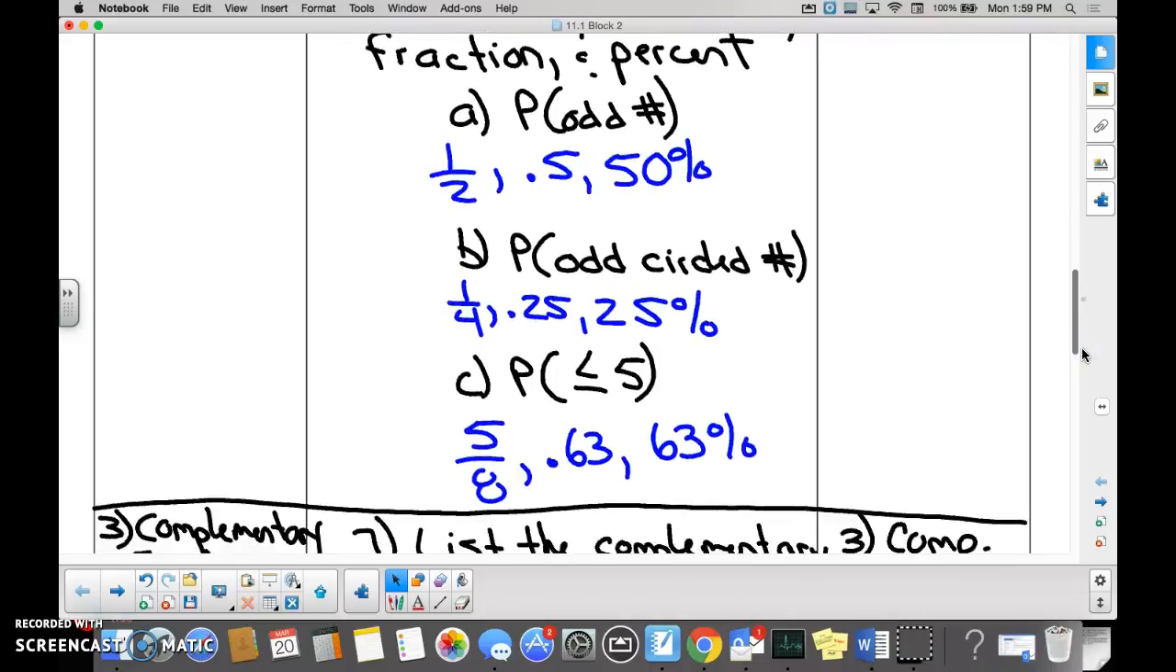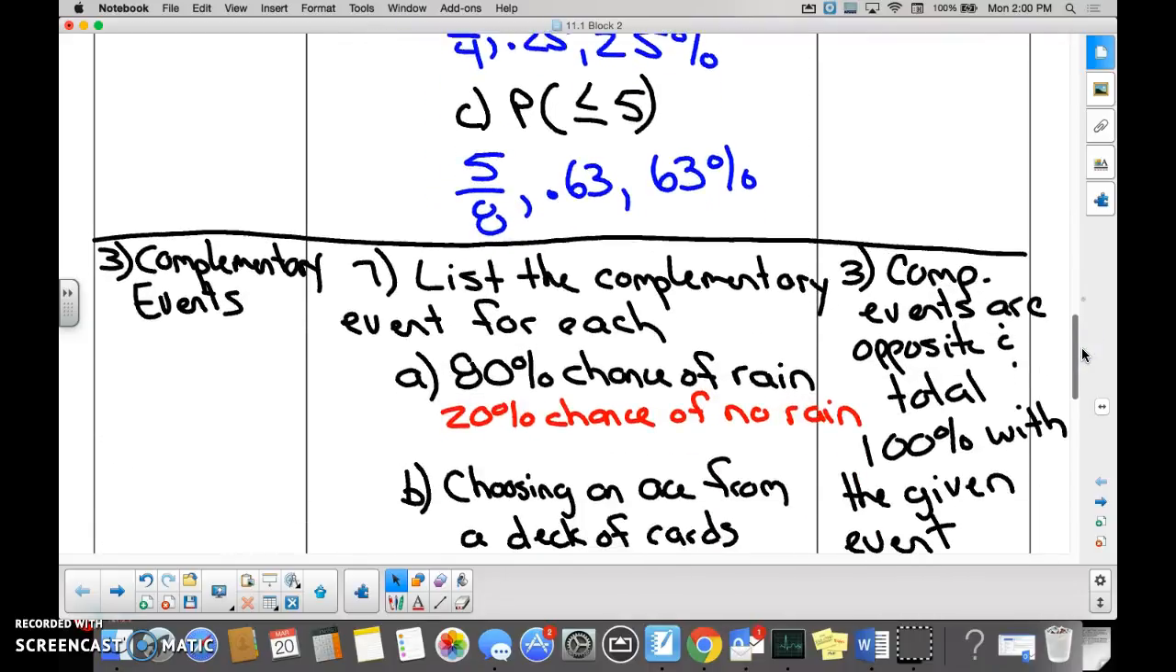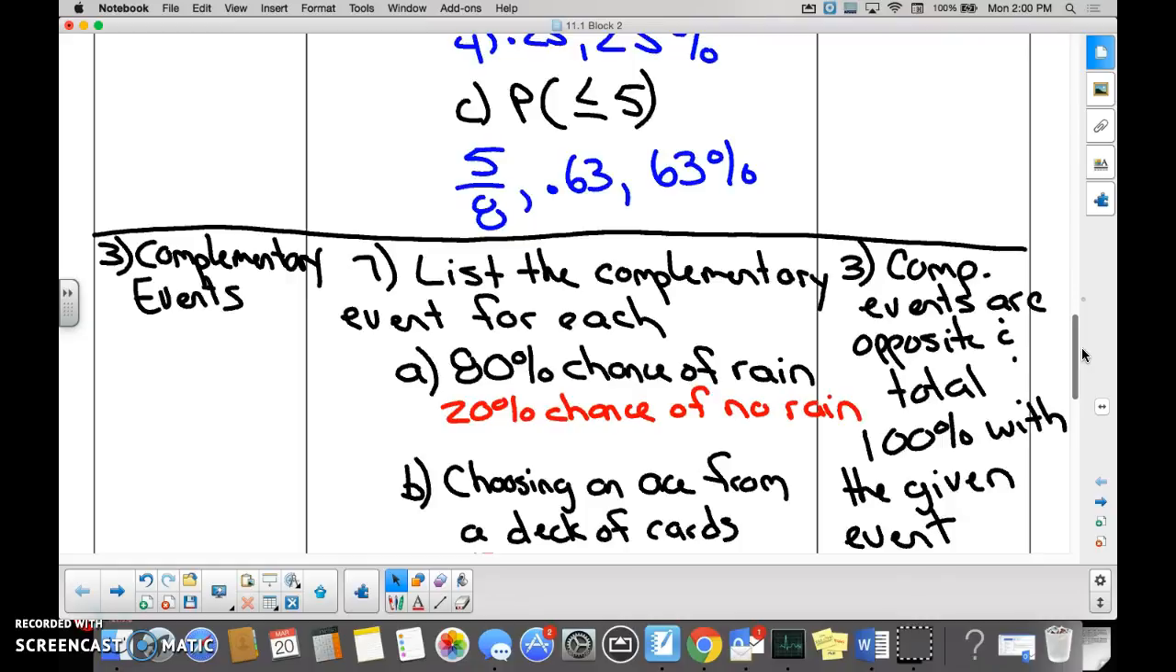Make sure you understand letter C. Less than or equal to means we include the number 5. You guys know I'm doing the video for you, not for me, right? So again, I'm going to ask this question. We have the probability of less than or equal to 5. Are we including 5 or not? Yes, if it's equal to 5, we have to include 5.